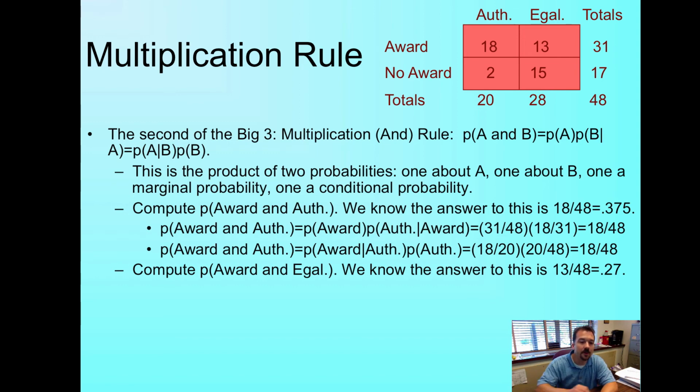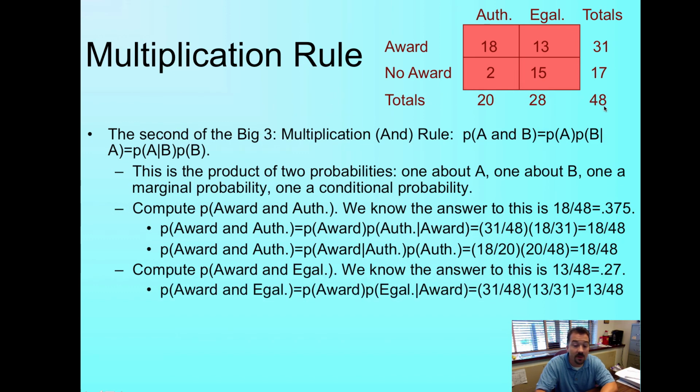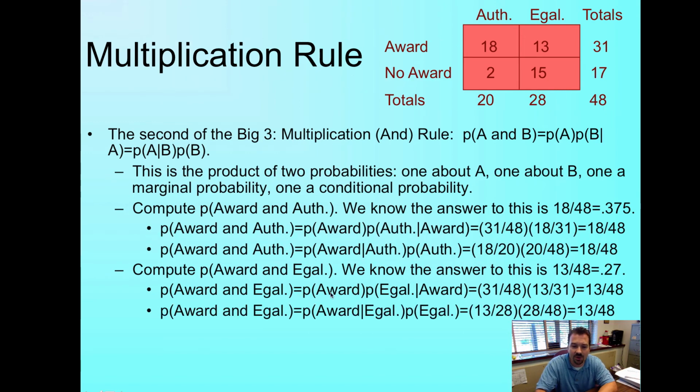Well, what about another example of multiplication rule? Probability of award and egalitarian. Well, it's clearly 13 out of 48 here. Let's see if we can match that by working with the multiplication rule. Well, it should be the same as, well, both of these. Probability of award, I'll just do one of them. Probability of award is 31 out of 48 times probability of egalitarian given award. So you're given award, egalitarian is 13 out of just award, 31. There you go. And sure enough, 13 out of 48 is the answer. Okay, same thing if you do it the other way around based on the other example here.